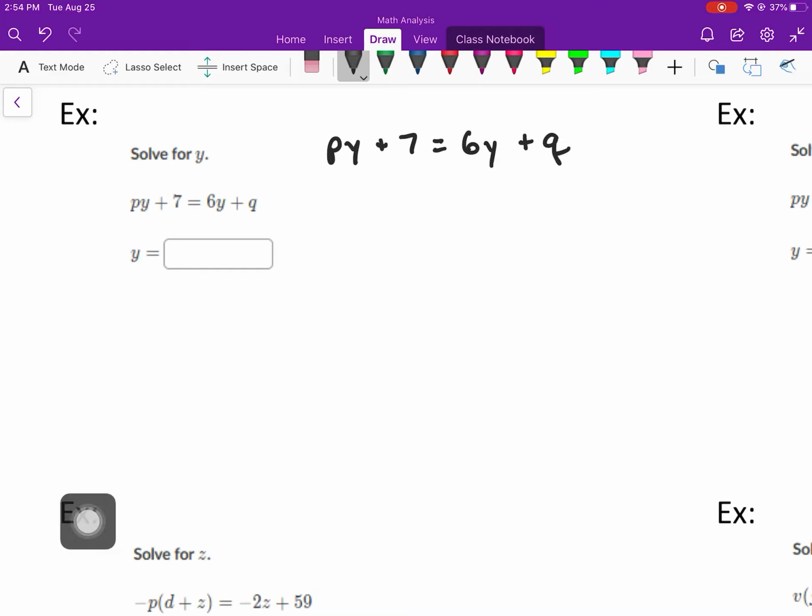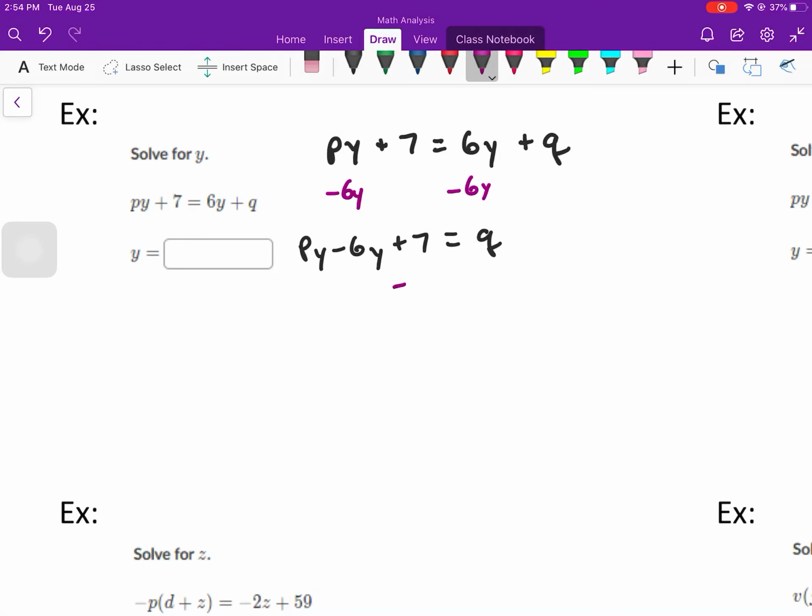What we're going to do is move everything with a y to one side and everything without a y to the other side. So this is 6y. Let's move it over to the left. How do we do that? We're going to subtract it. So minus 6y on this side. But we can't really combine those, so I'm just going to leave it as py minus 6y plus 7 equals q.